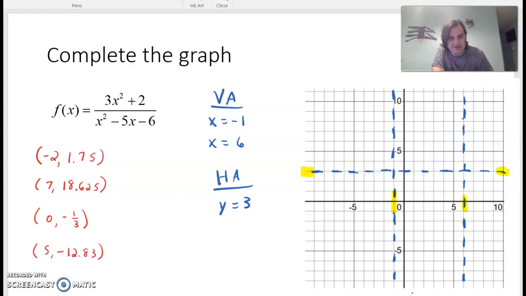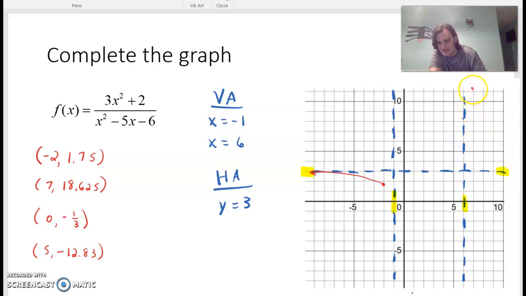Okay, I've got my points here, and I'm going to run through them and stick them on my graph, or at least in an area that will help me understand what's going on. I've got -2 going to 1.75, so that point is right about here. I think it's obvious that this thing must get close to that vertical asymptote from the bottom. There's something not so obvious there, but we'll touch it in a moment. When I plug in 7, I get 18 something. So over here at 7, I'm way up here.